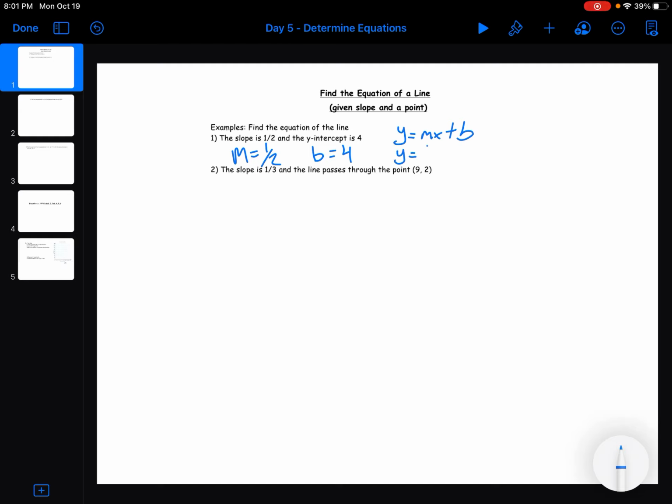So now we can just plug in. We have y equals 1/2 x plus 4. And we're done. That's the whole equation. That's all we've looked for. We always want to find the slope and then the y-intercept.